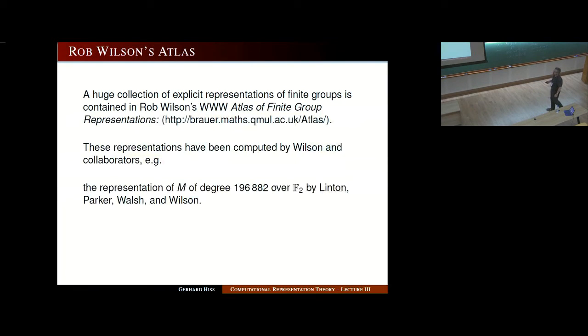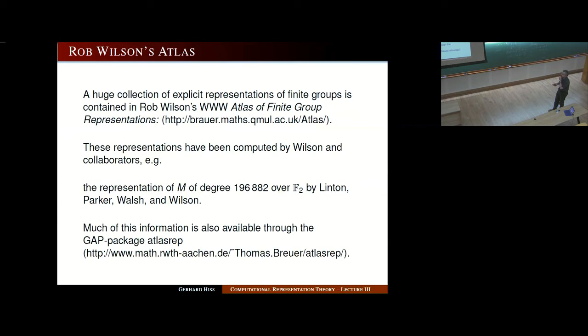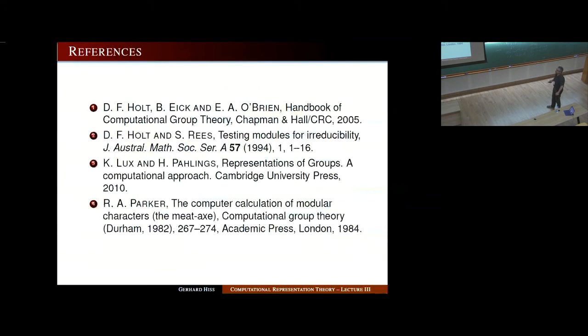For example, there is a representation of degree 196,882. This is not on the website because it would be too large for the computer, but this has also been computed. And the information on this website is also available in GAP through the GAP package AtlasRep, so it can be just retrieved from the website and put into GAP to work with. This is very useful. So this is what I wanted to tell you today.